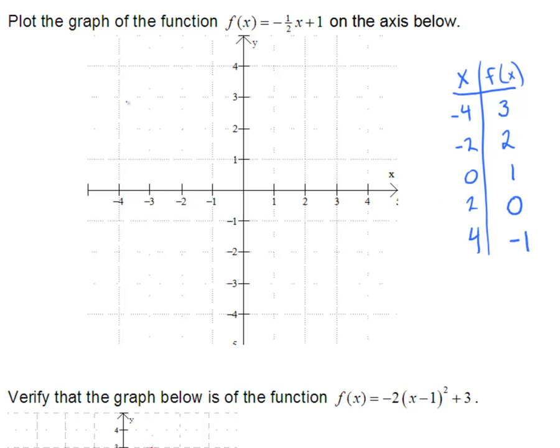Negative 4 and 3 is up here. Negative 2 and 2 is here. 0 and 1. 2 and 0, and 4 and minus 1. So there's our graph. We go ahead and draw a line as best we can without a ruler here, and put our arrows on the end to show that the domain and range continue for all real numbers. And that's a graph of this function. Notice x here was to the power of 1, so we expect a linear graph, and that's what we got because it's a linear equation.